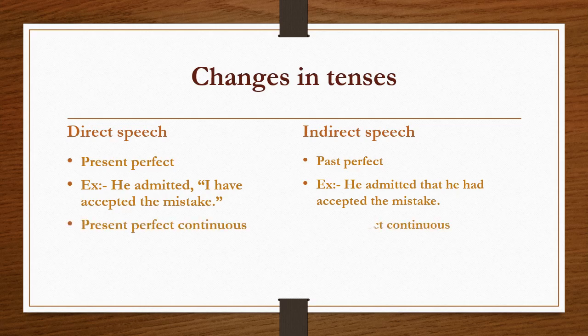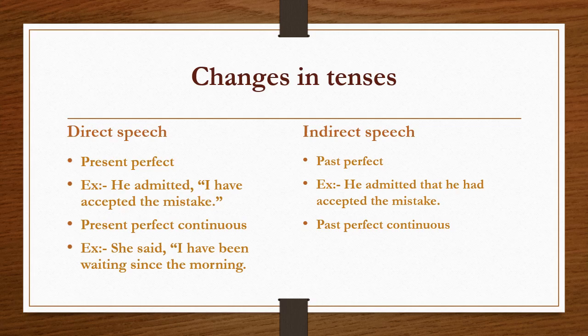Present perfect continuous will change to past perfect continuous. Example, she said, "I have been waiting since the morning." In indirect speech, it will become she said that, or either you can write complained. It's a complaint tone. So she complained that she had been waiting since the morning. Have been waiting is changed to had been waiting, which is past perfect continuous tense.